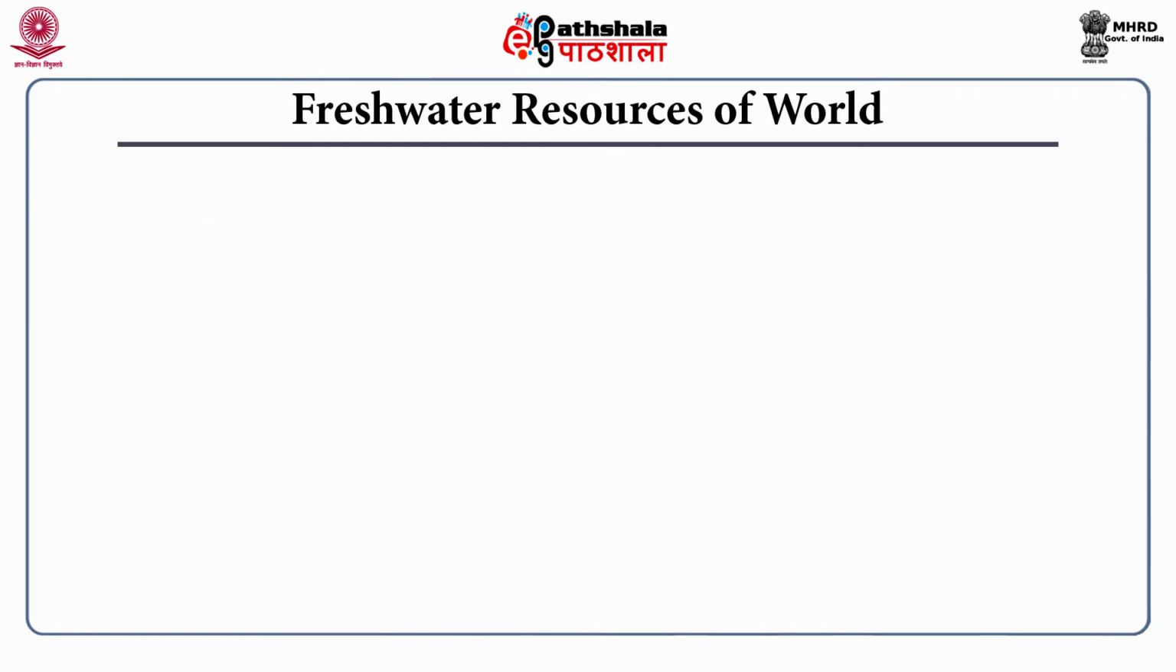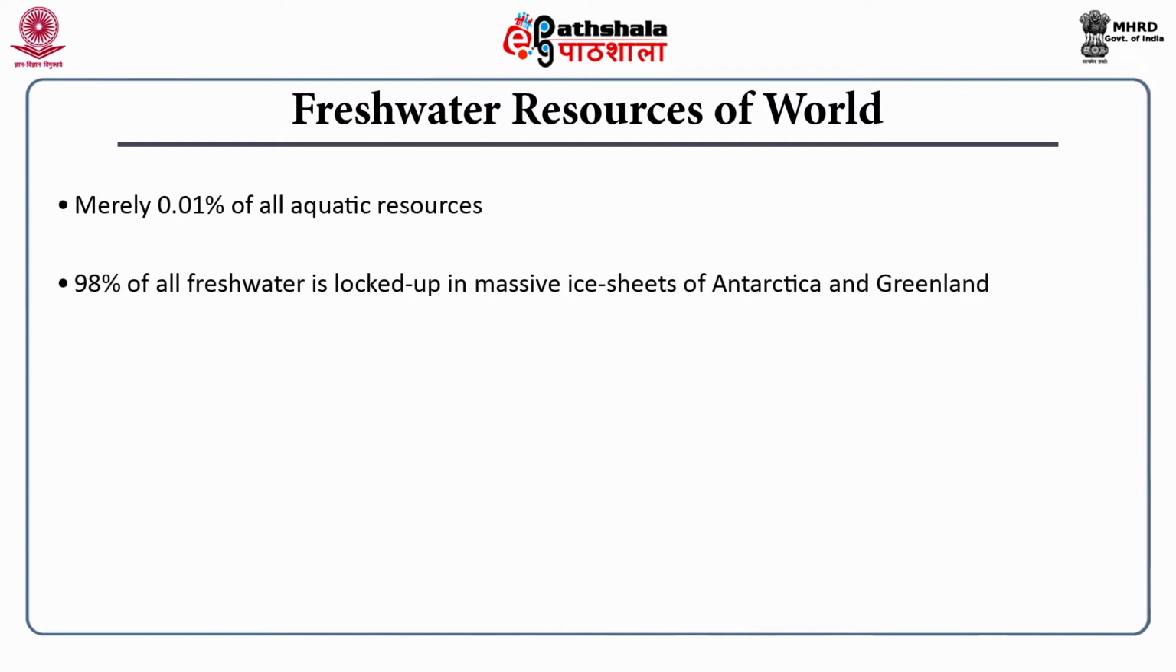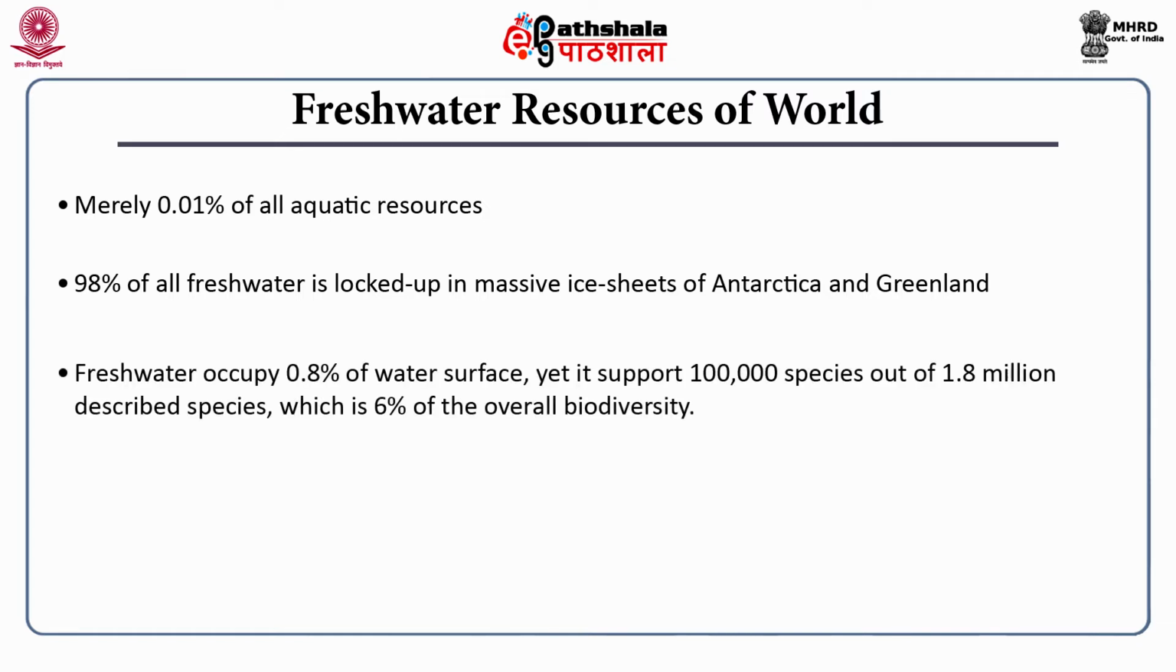Freshwater resources of the world encompass merely 0.01% of all aquatic resources. 98% of the freshwater resources are locked up in massive ice sheets of Antarctica and Greenland. Freshwater occupies 0.8% of the water surface, yet it supports 100,000 species out of 1.8 million described species, which is 6% of the overall biodiversity. 40% of all fishes, while one third of all vertebrates, are being supported by the freshwater resources of the world.